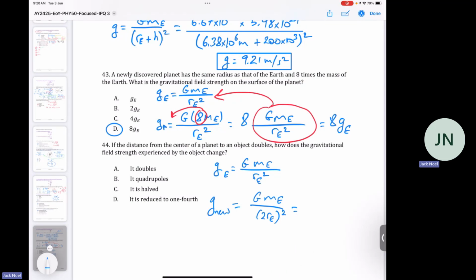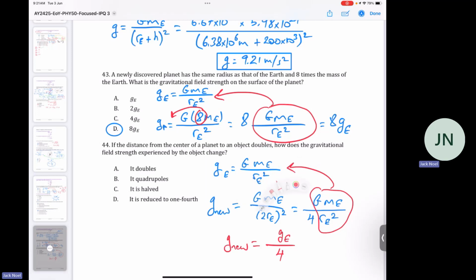Now, if you notice, I'm putting this bracket. It means that the 2 is squared as well. So if you do it that way, 2 squared is 4, RE squared is just RE squared, and GME at the top. Now, again, look at this. This is nothing but GE. So G new equals GE over 4. So it is reduced to 1/4. And that's the answer.